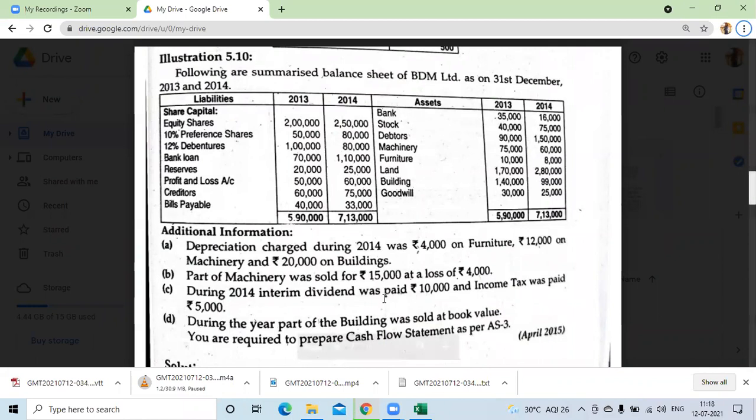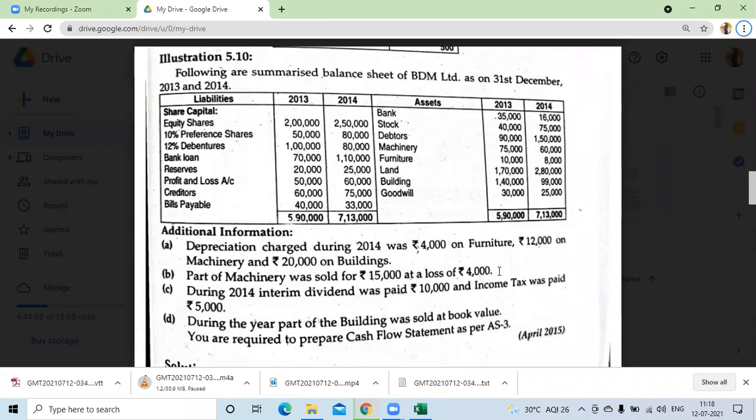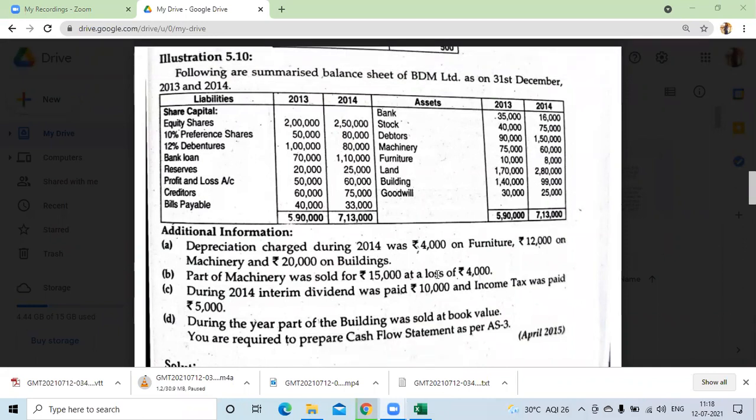If you sold machinery costing 19,000 for 15,000, then you had a loss of 4,000. Do you understand? Yes, ma'am, understood. Very good. So now the loss is 4,000. Tell me, whenever there is a loss, which side do we take it into? Credit side. Write down.